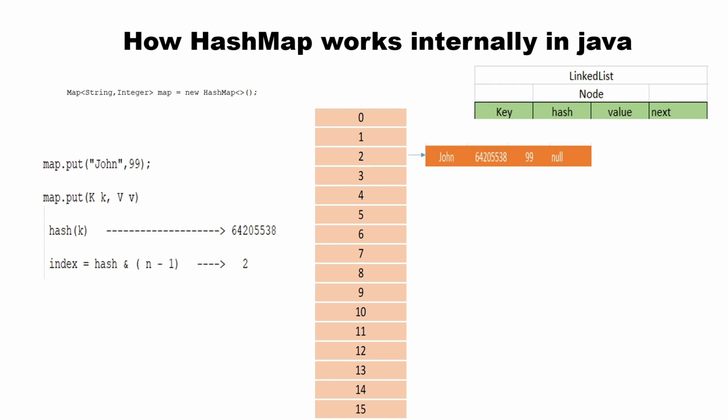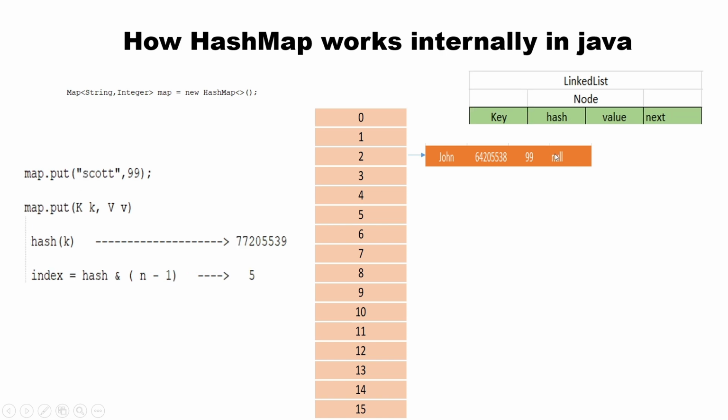Let's see how it looks. You can see in the second index of the bucket, it has created a new node where the key is John, the value is 99, and the hash value is 64205538. This is the first node and it's not pointing to any other node, so the next pointer value is stored as null.